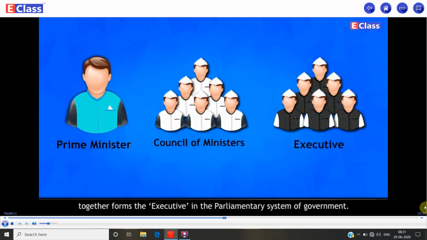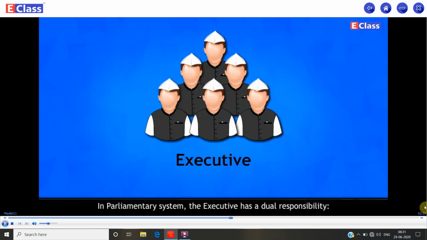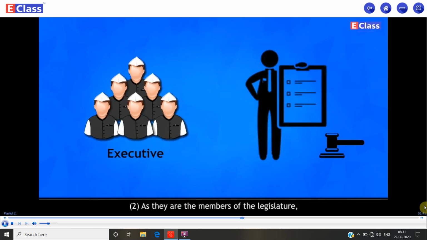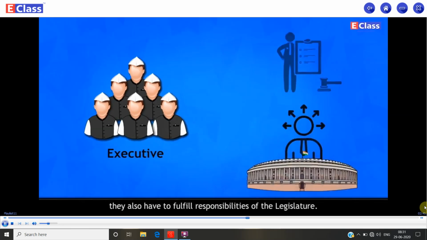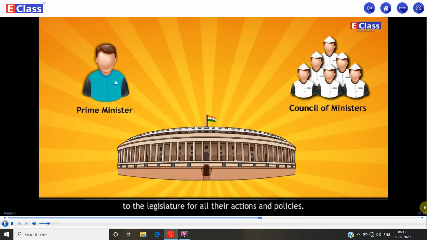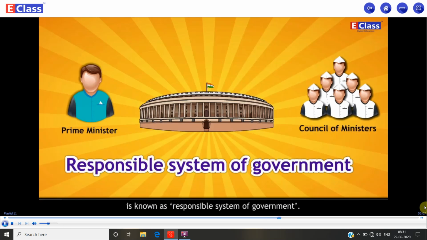In the parliamentary system, the executive has a dual responsibility. 1. As an executive, they have to implement laws. 2. As they are members of the legislature, they also have to fulfill responsibilities of the legislature. The Prime Minister and the Council of Ministers are responsible to the legislature for all their actions and policies. It means that the Council of Ministers has to work with the legislature. It is for this reason that the parliamentary system is known as a responsible system of government.